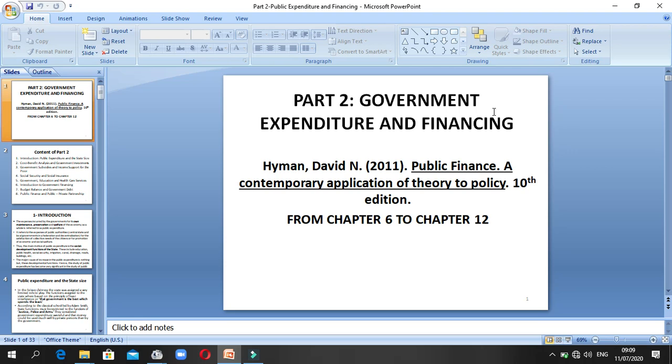So in today's session, we are going to proceed about government expenditure and financing. This is public finance. Don't worry, we are going to proceed with this.